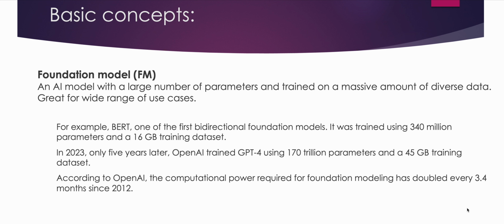And I have listed down some very interesting facts actually. So BERT is one of the first bidirectional foundational models, and I think it came in 2018. And BERT was trained on only 340 million parameters with 16 GB of training dataset. And just within 5 years, OpenAI trained GPT-4 with 170 trillion parameters and 45 GB of training data. According to OpenAI, the computational power required for foundational modeling has doubled every 3.4 months since 2012. Quite fascinating.